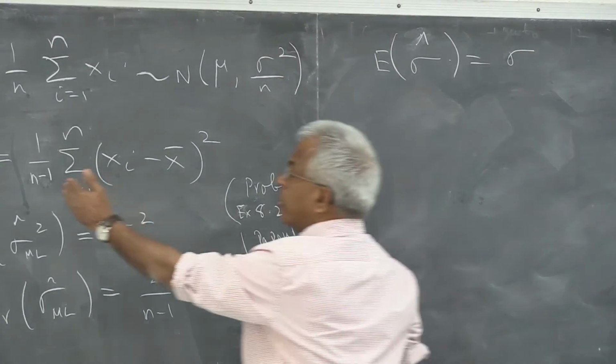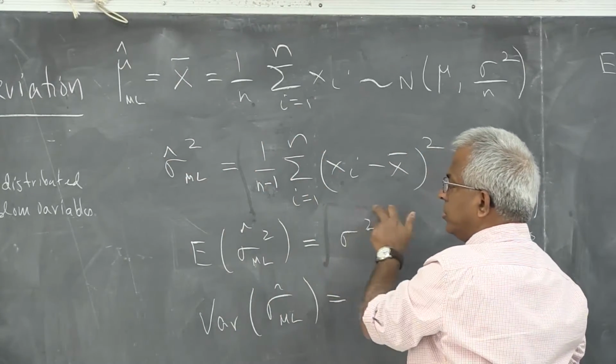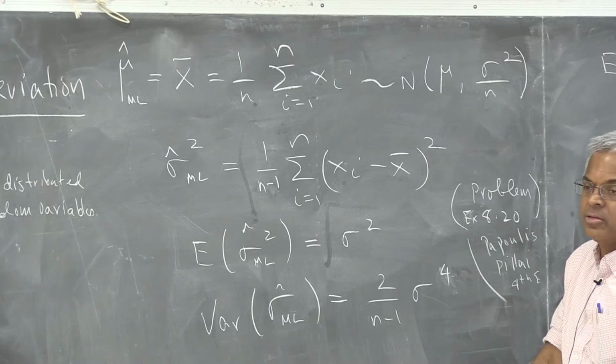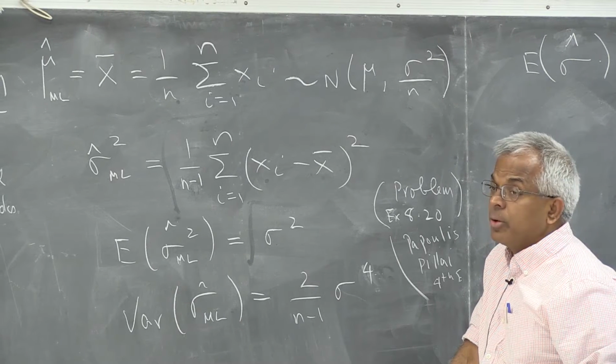If you just take the square root of this, the expected value of the square root is not going to be the square root of the expected value. That's the difficulty in statistics and probability. So here is the problem.